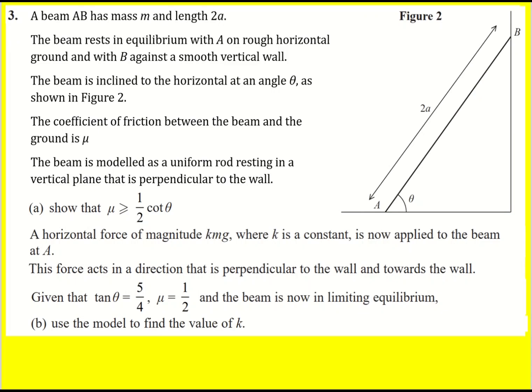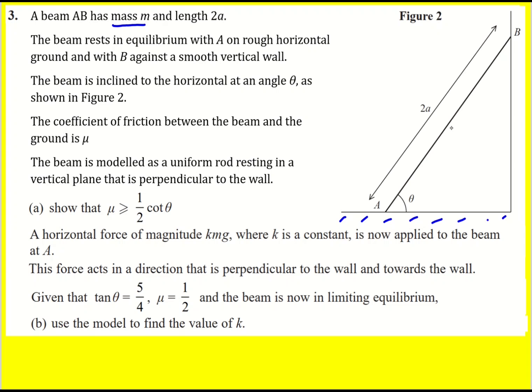Got ourselves a ladder problem here. A beam AB has mass m, length 2a. It rests in equilibrium with A on rough horizontal ground, so there's going to be friction, and B against a smooth vertical wall. And it's inclined to the horizontal at an angle theta. As shown, the coefficient of friction is mu. Modeled as a uniform rod.